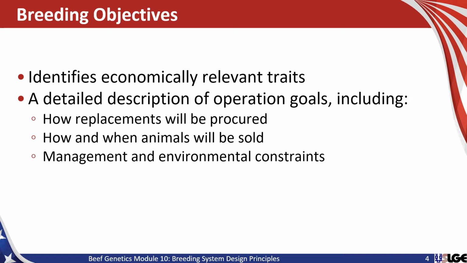It also identifies any management or environmental constraints. For example, is labor limited during calving time? That would be a management constraint. Or is forage availability limited in part because of limited moisture? That could be an environmental constraint. Clearly identifying breeding objectives enables producers to better define their breeding system by choosing the correct breeds and then placing emphasis on the correct traits when choosing bulls.